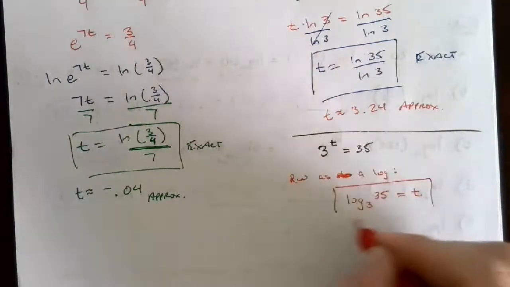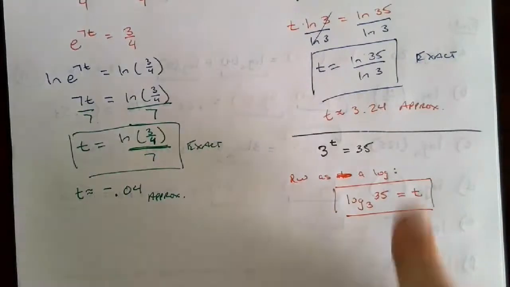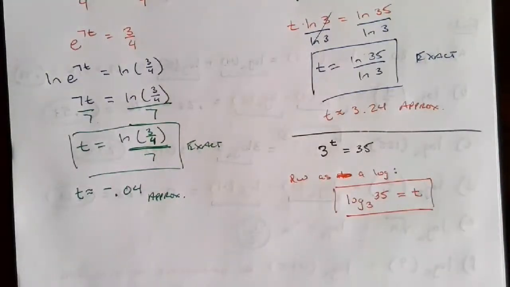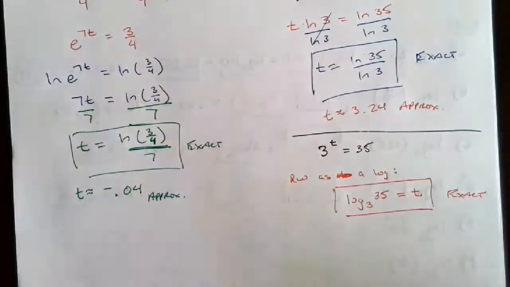And that's a solution. I mean, that's an answer. T is equal to log base 3 of 35. That means the same thing as that exponential. You solve for t and you have an exact answer. And you could say this is exact, right? So that's one way of expressing your answer.